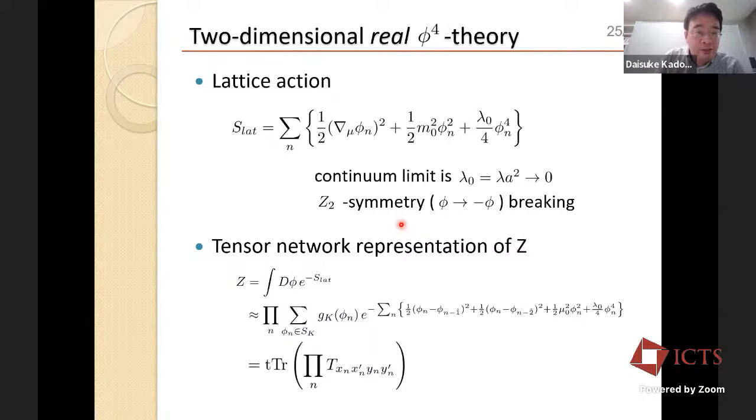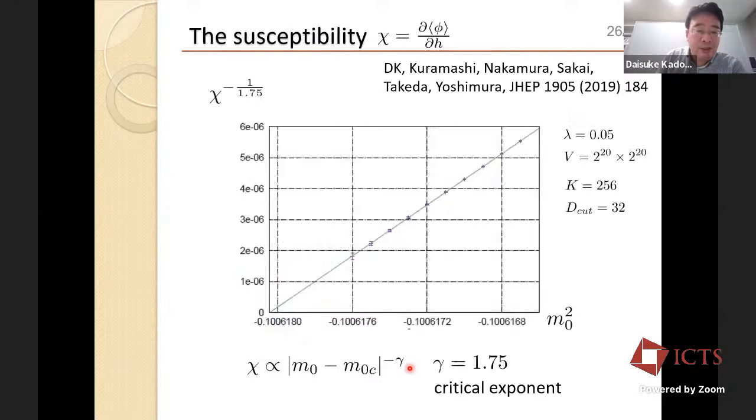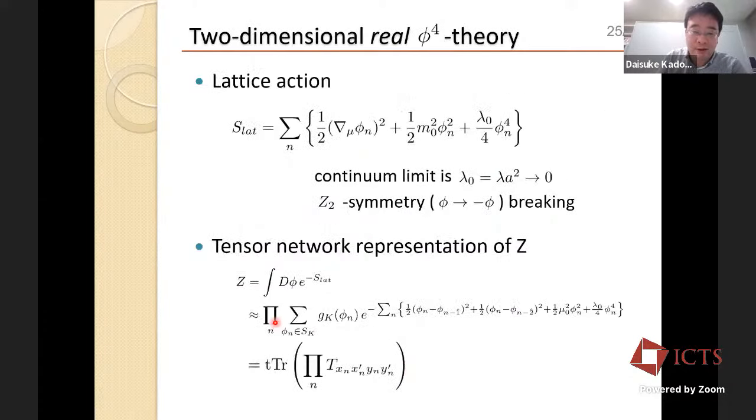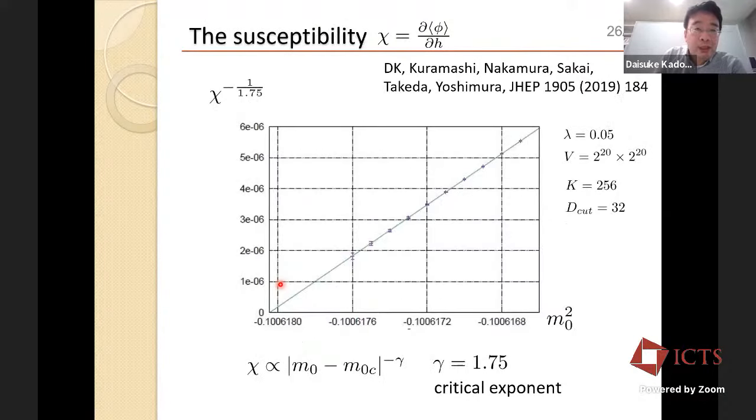And using the discretization of scalar fields, the partition function can be approximately given by a tensor network. So once the tensor network representation is obtained, we can apply the TRG method to evaluate the value of free energy. And this figure shows the susceptibility obtained by the TRG method.